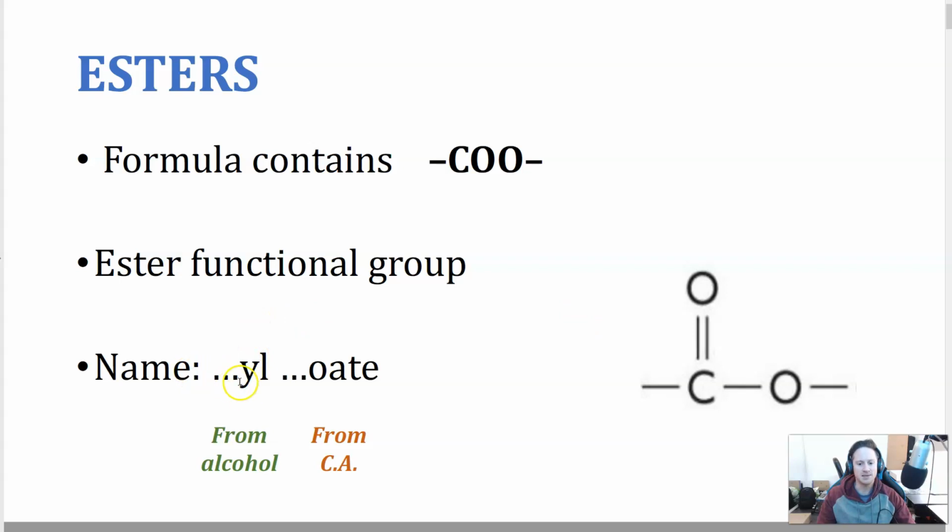In order to name an ester, there are two different molecules that combine to form an ester. One part is from an alcohol and one part is from a carboxylic acid. When you name an ester, the alcohol part is named first, and that suffix is -yl. And then the carboxylic acid part is named second, and the ending of that is -oate.